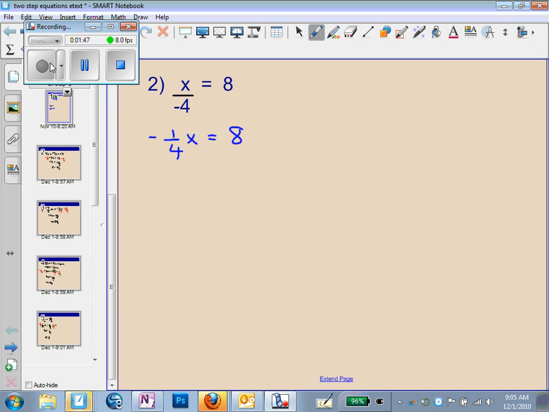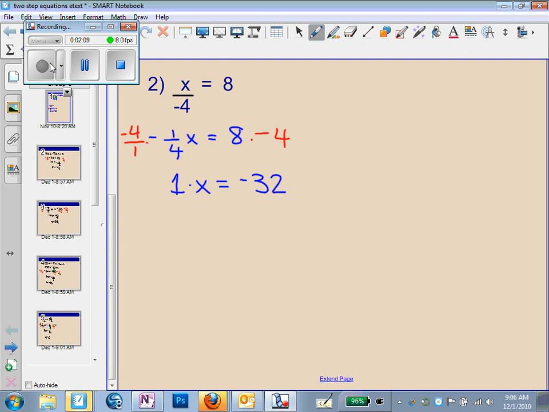And the reciprocal of negative 1/4 is negative 4 over 1. So we're going to multiply both sides by negative 4. So that's the reciprocal of negative 1/4. We end up with negative 4 times negative 1/4 equals positive 1 times x on the left side, and 8 times negative 4 equaling negative 32 on the right side.